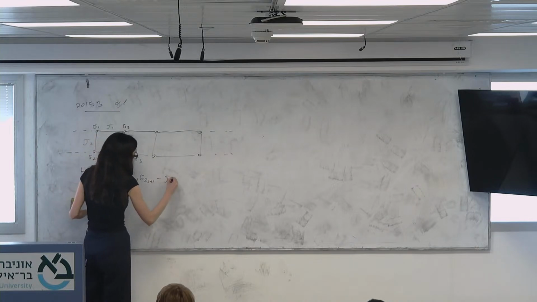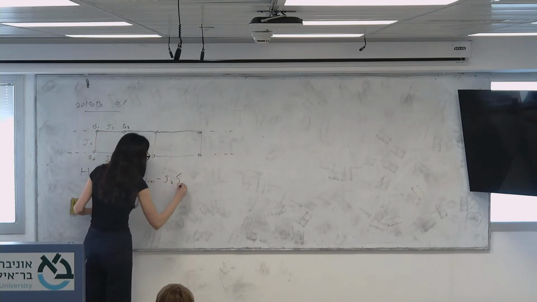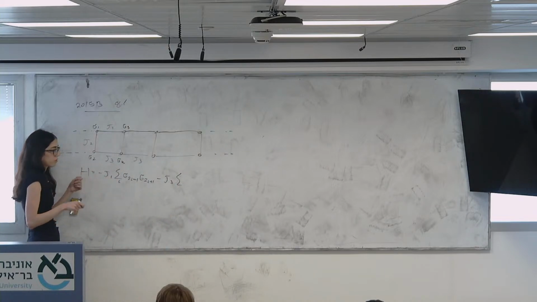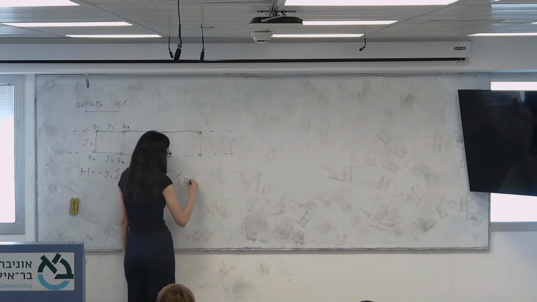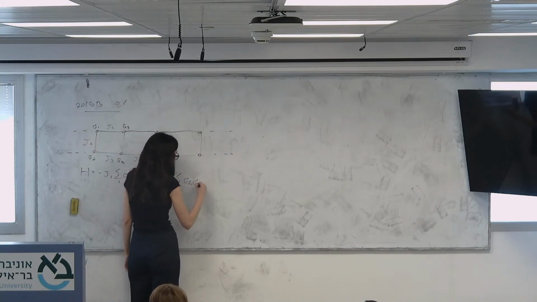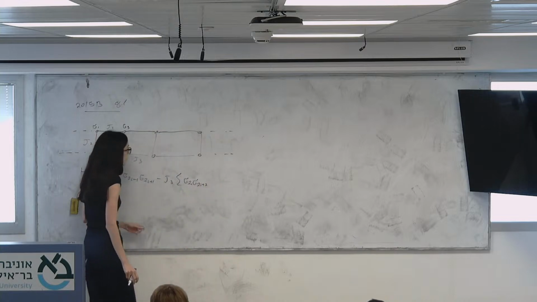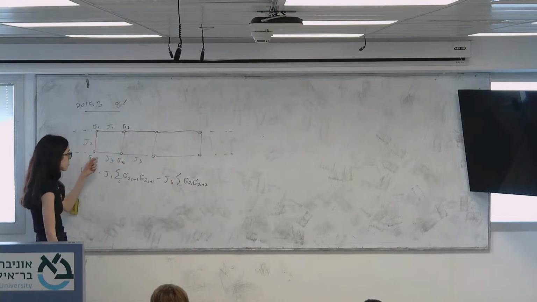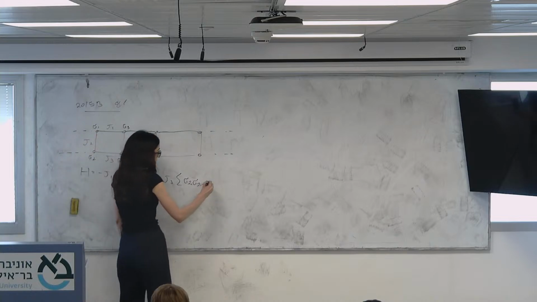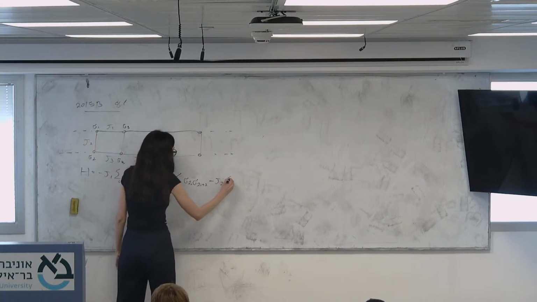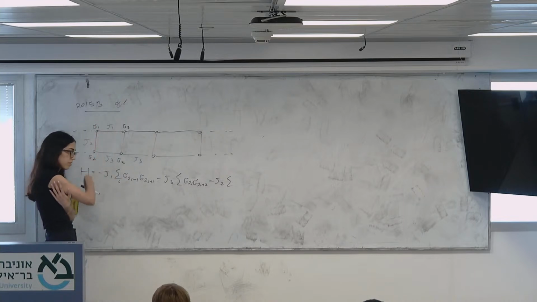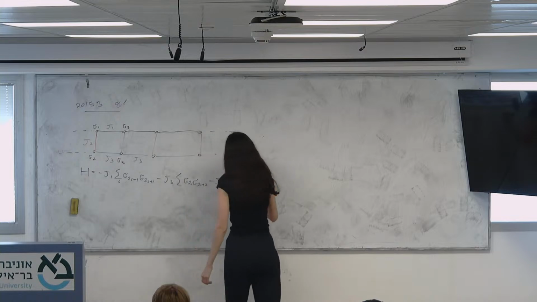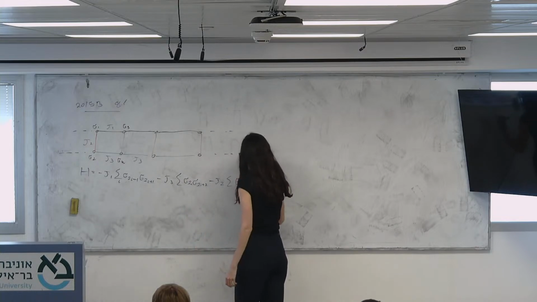Okay. Now for J3, which connects all of the even index spins, we're going to have sigma 2i with sigma 2i plus 2. And for J2, it connects all of the odd with the even. So we take sigma 2i minus 1 with sigma 2i.